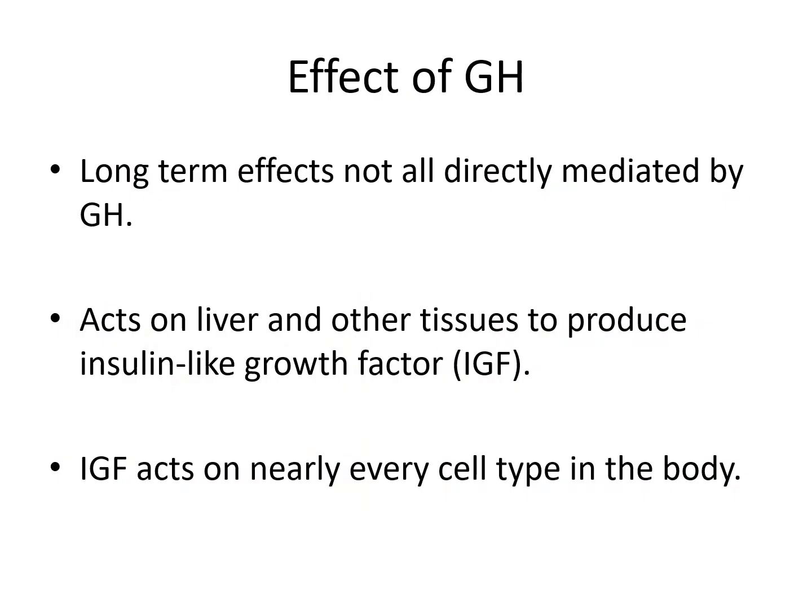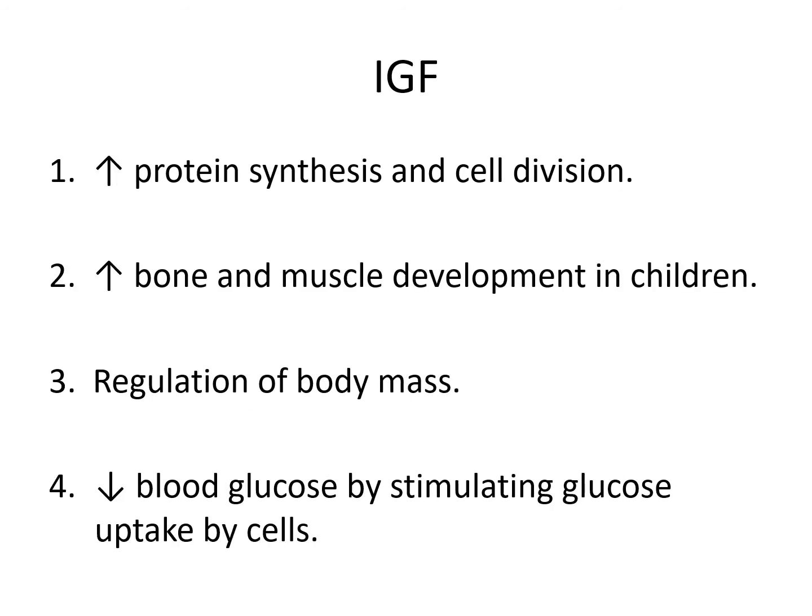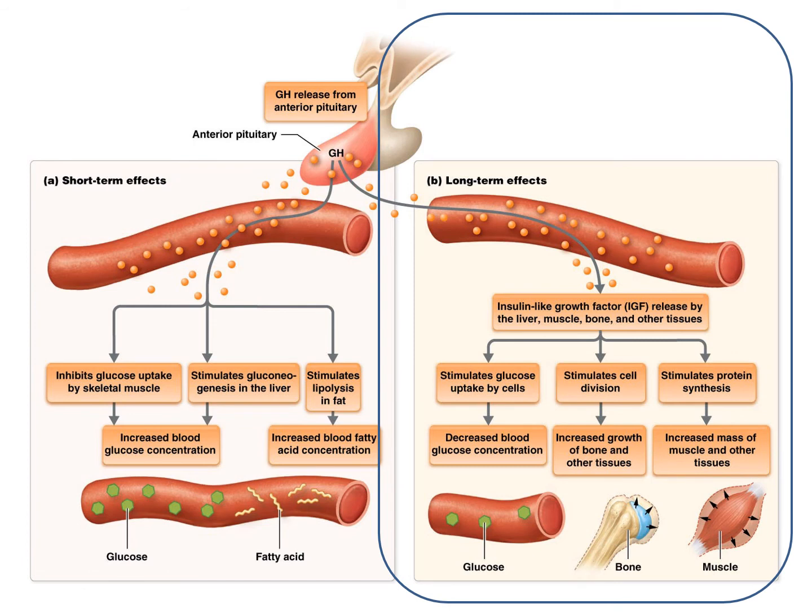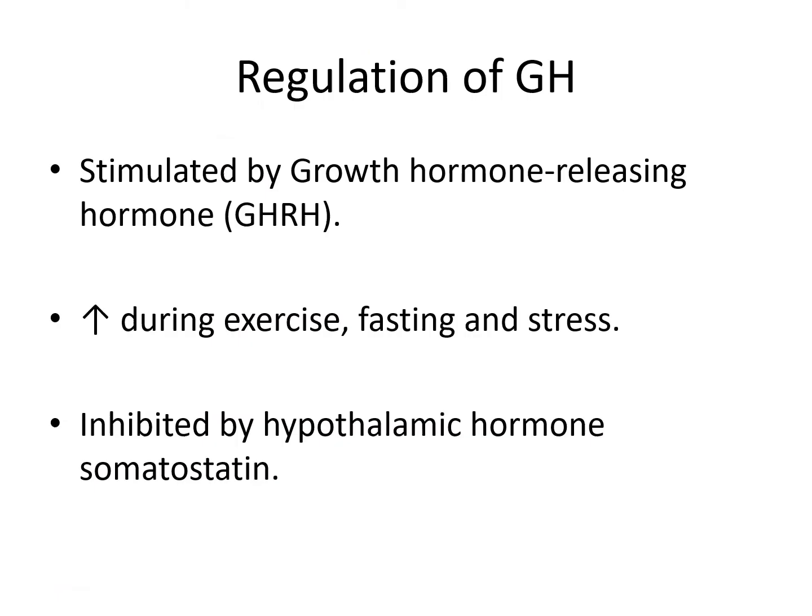Long-term effects are not all directly mediated by growth hormone, because sometimes it acts on other tissues, such as liver and others. They produce hormones called insulin-like growth factors, which have effects on nearly every cell type in the body. Some examples of insulin-like growth factor effects are increased protein synthesis and cell division, increased bone and muscle development in children, regulation of body mass, and decreased blood glucose by stimulating glucose uptake by cells. So here are the long-term effects on glucose, bone, and muscle.